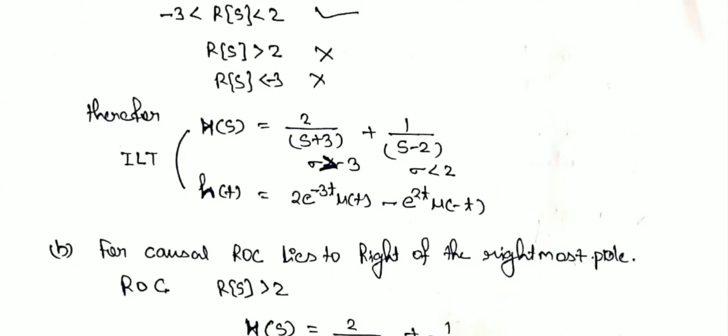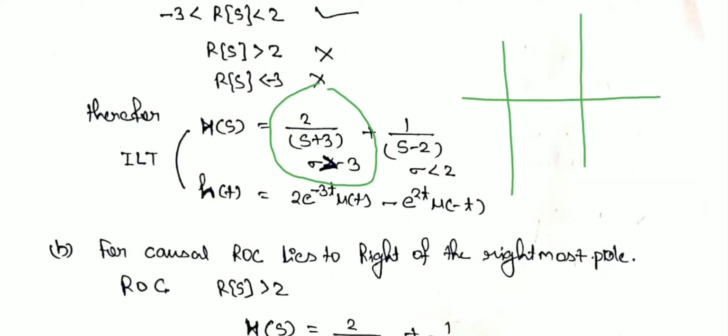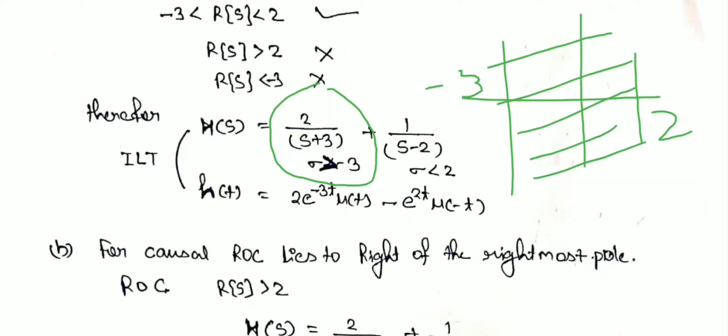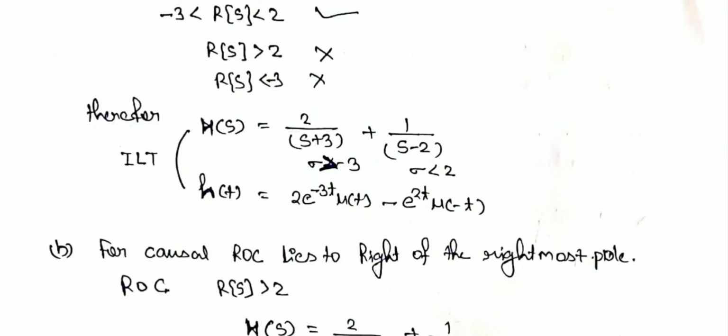Similarly, as we have discussed, the system should have the ROC between minus 3 and 2. Therefore, in the first case sigma should be greater than minus 3, and in the second case sigma should be less than 2. Then this is a right-sided signal and this is a left-sided signal, and taking the inverse Laplace transform accordingly, it becomes 2 e to the power minus 3t u(t) for the right-sided signal, and for the left-sided signal minus e to the power 2t u(minus t). This is the stability of the system.